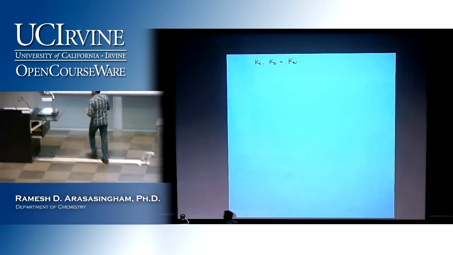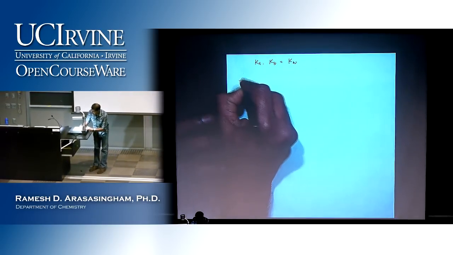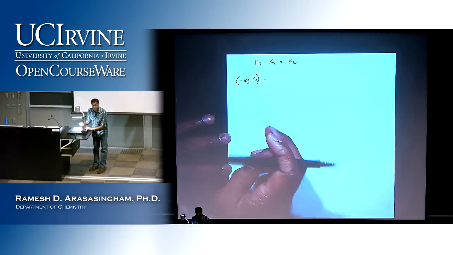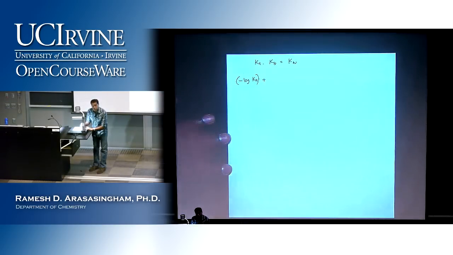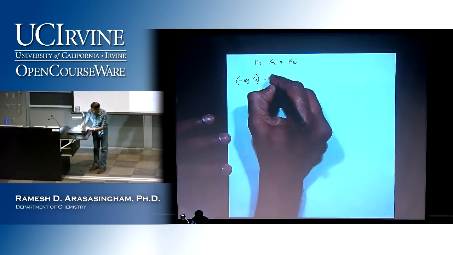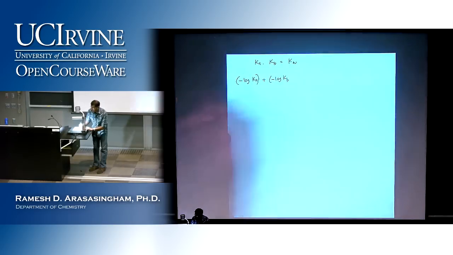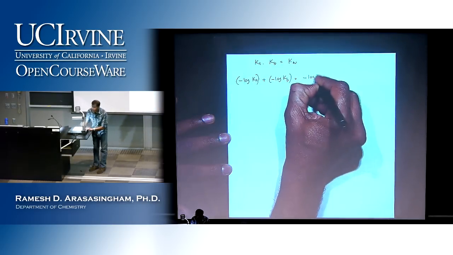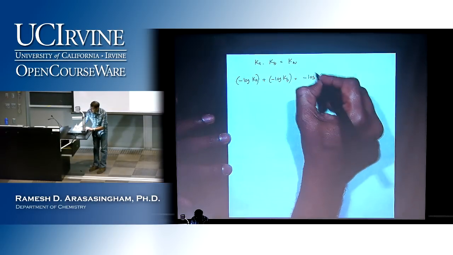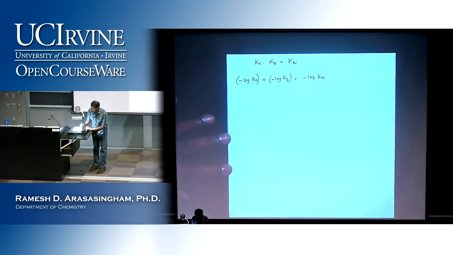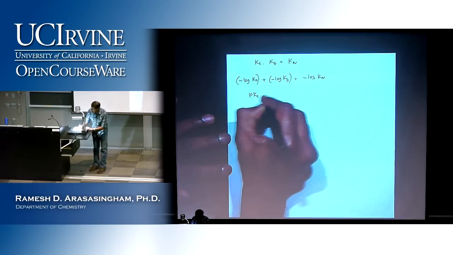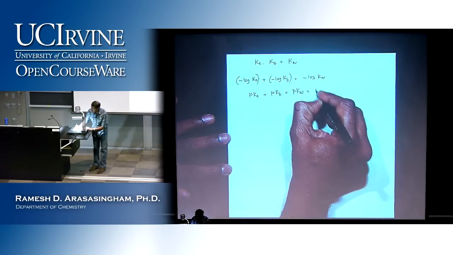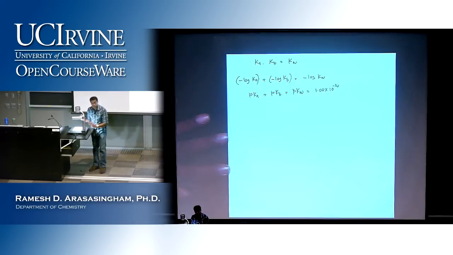So we said that if I take the negative log of Ka, and remember, now I'm moving to the logarithmic scale, so when you have a multiplication, in the logarithmic scale it becomes a plus. So now this would be negative log Kb. I'm taking the negative log of this, negative log of that. On the other side, I have to do the same operation, so it'd be negative log Kw. So that means pKa plus pKb equals pKw, which is 14, from Kw of 1 times 10 to the negative 14.